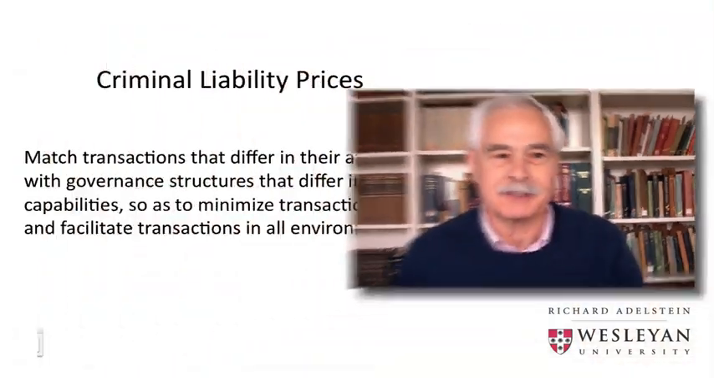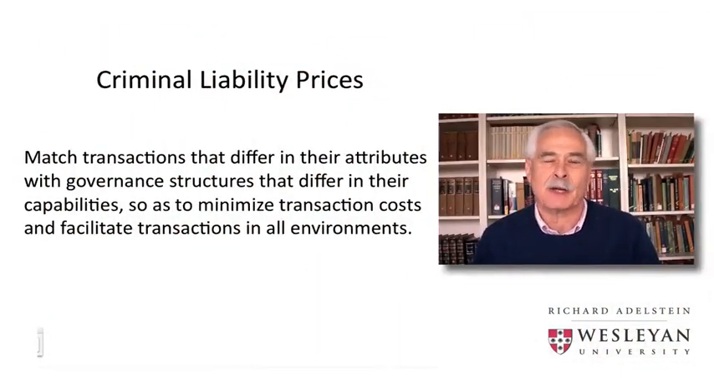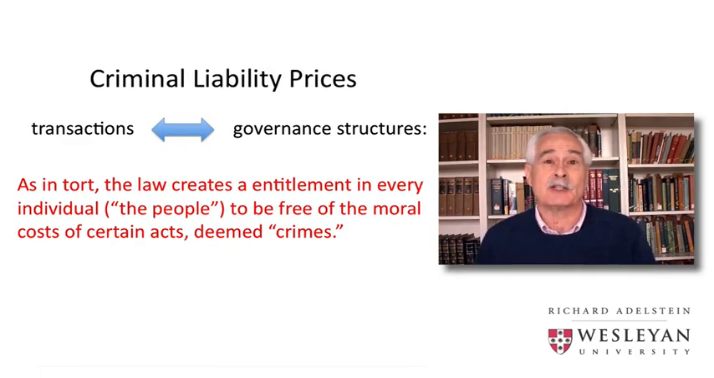Hi, everybody. Welcome back. Recall the task that we set for ourselves in describing the systems of tort and criminal liability, an objective borrowed from Professor Williamson. That is, we're trying to match transactions that differ in their attributes with governance structures that differ in their capabilities in such a way as to minimize the transaction's costs and thus, by minimizing those costs, to facilitate transactions in all kinds of environments.